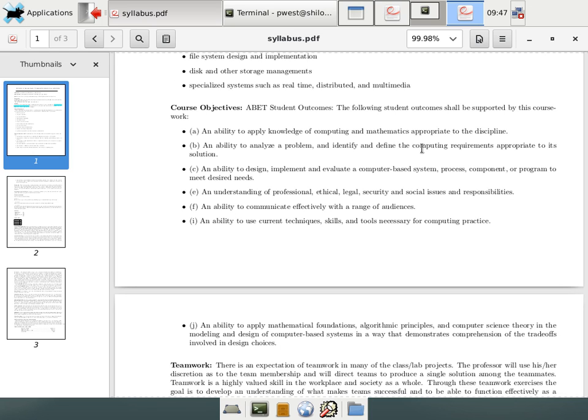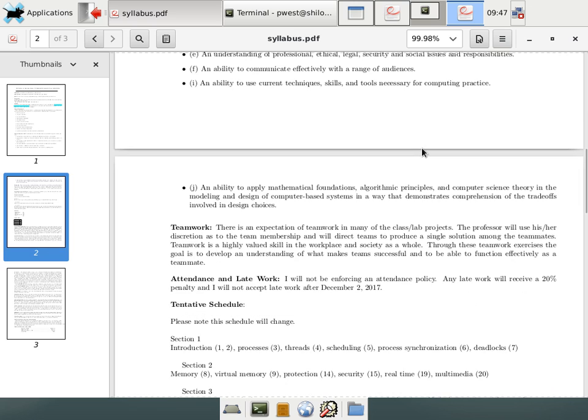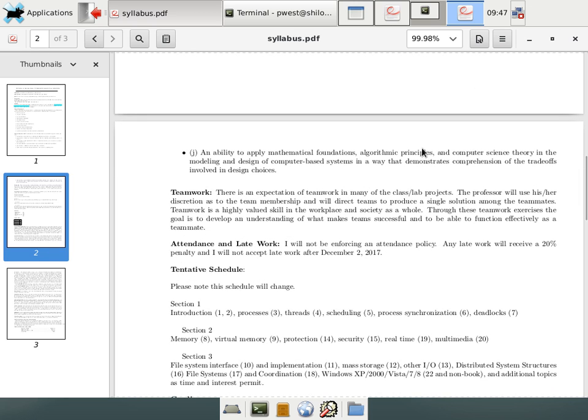And be able to apply mathematical foundations, algorithmic principles, and computer science theory in the modeling and design of computer-based systems in a way that demonstrates comprehension of trade-offs involved in design choices. This will be particularly important when we talk about real-time systems and distributed. There's always going to be trade-offs in those systems. Teamwork, I don't expect any teamwork, but if we end up having a class project, I'll let y'all know at that point in time.